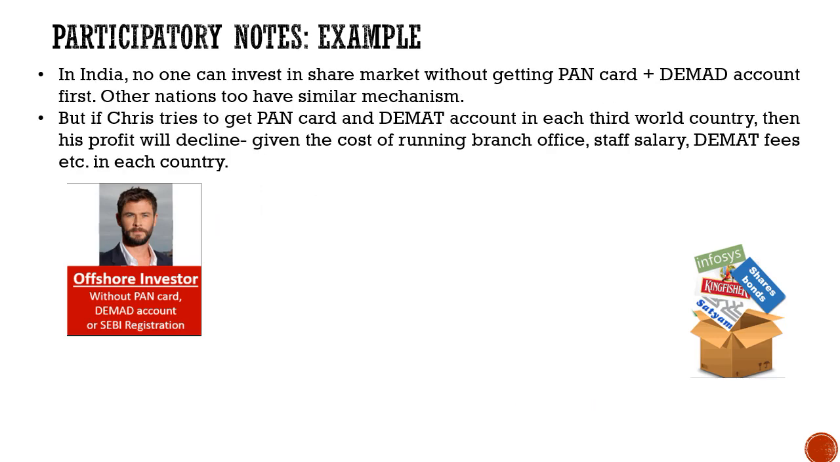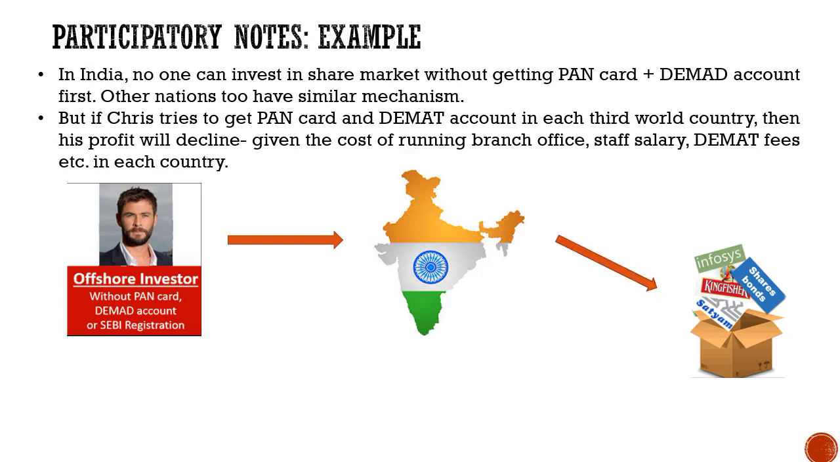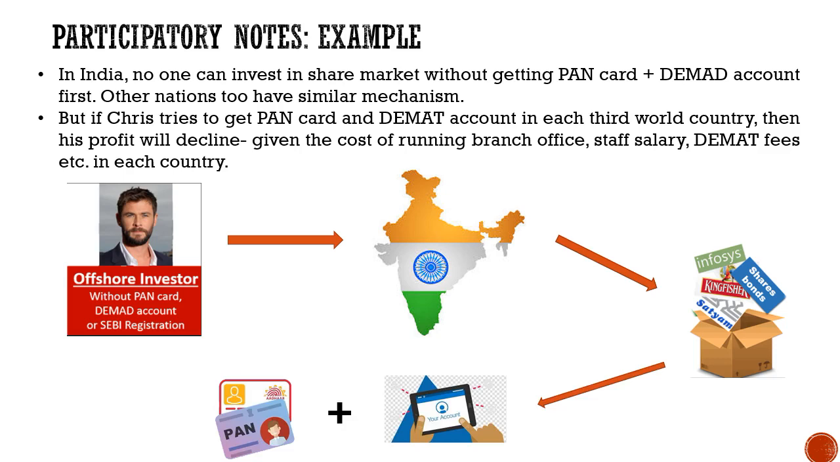Now, everyone knows that in India, no one can invest in share market without getting the PAN card and demat account. Other nations too have a similar mechanism. But if Chris tries to get PAN card and demat account in each third world country, then his profit will decline given the cost of running branch office, staff salary, demat fees, etc. in each country. So if he wants to invest in India, he cannot invest directly without accessing the PAN card or the demat. So he'll have to first open those two accounts. Only thereafter he can buy shares. However, by doing this, he will incur a lot of costs.